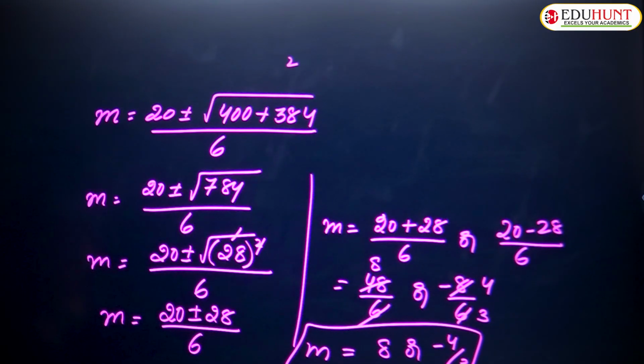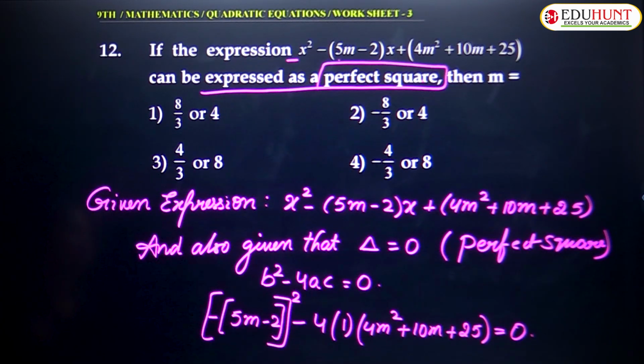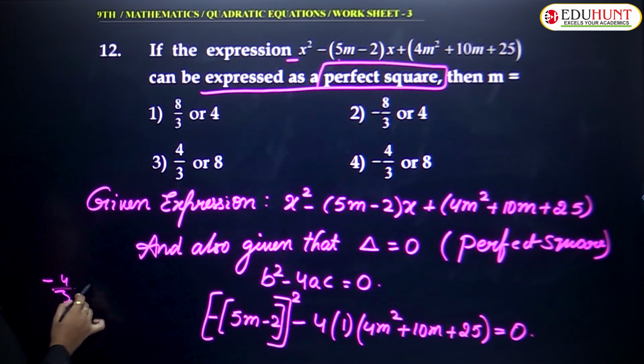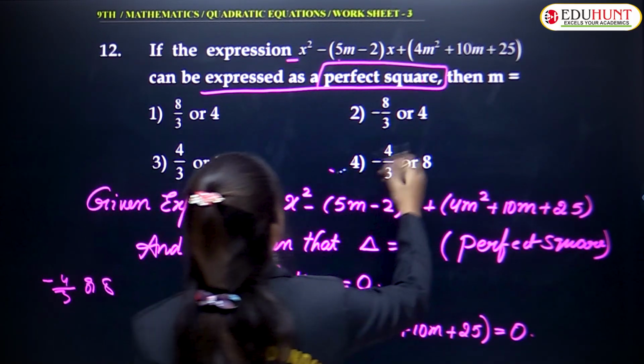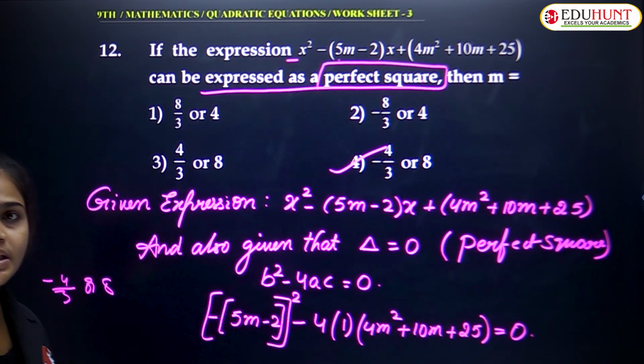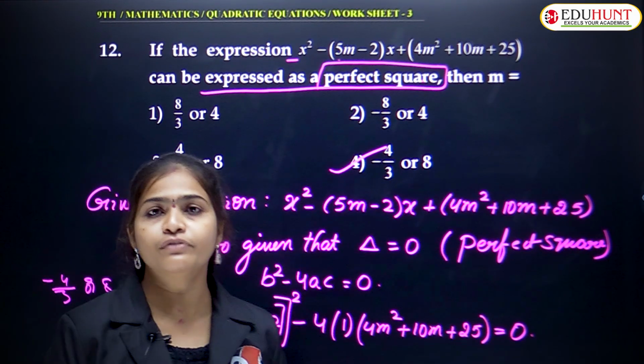So that option is there or not? See here, minus 4 by 3 or 8. So which option is correct, ma? Here minus 4 by 3 or 8. So which option is correct here? Yes, option 4 is correct.